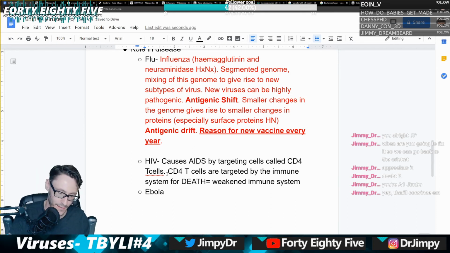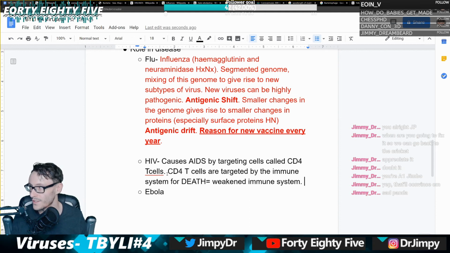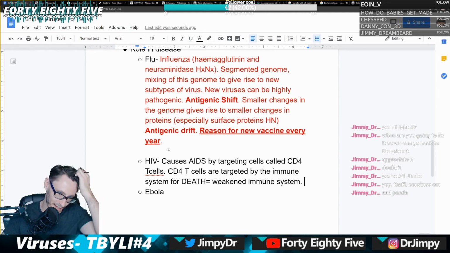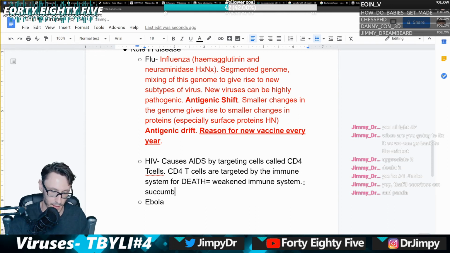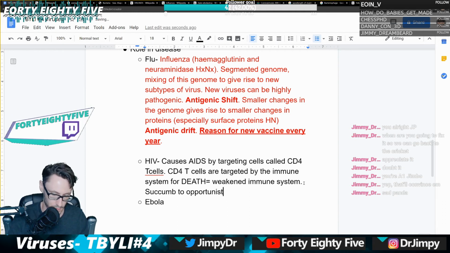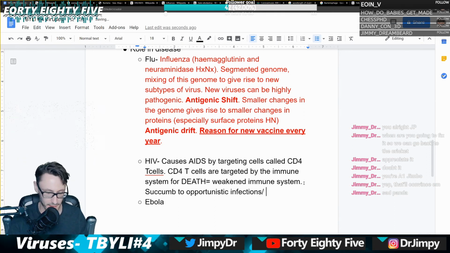Weakened immune system, and then sadly, people that actually have HIV/AIDS, when it's not under control, eventually succumb to other opportunistic infections and certain cancers that the immune system would normally deal with. Yeah, sad panda. That's pretty dark. They will succumb to opportunistic infections and cancers, which the body would normally deal with.